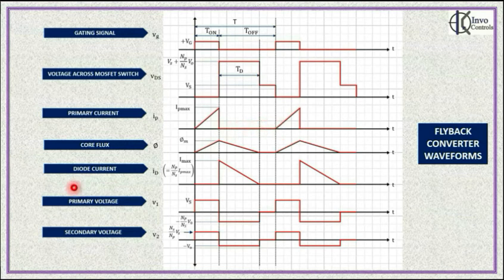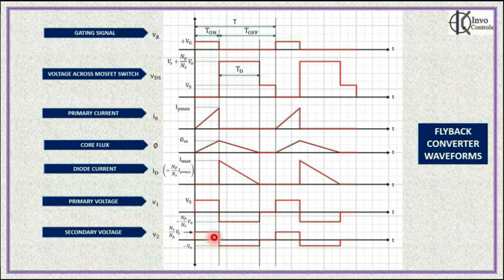The diode current at T equal to T on gate low is at the level I max. This current, which is also the current flowing in the secondary winding, decreases linearly with time until a stage is reached when this current becomes zero, at which point the diode turns off. Further, the current remains at zero level till the end of the cycle.